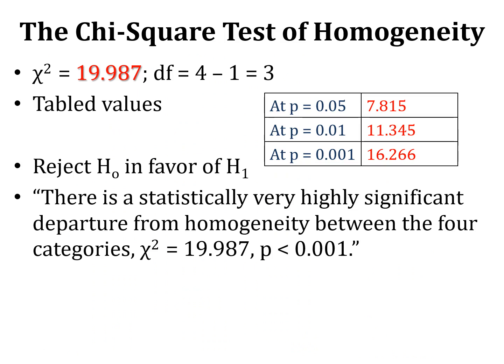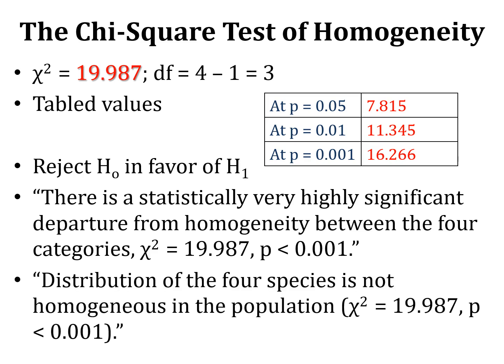There is a statistically very highly significant departure from homogeneity between the four categories. Chi-square 19.987 and probability less than 0.001. Distribution of the four species is not homogeneous in the population. So this is another way to state our results, that the distribution of the four species of Dixella is not homogeneous in the population, in the community, stating the chi-square value and the probability of significance of these results. So this is how we do the chi-square test of homogeneity, and this is how we state our results.